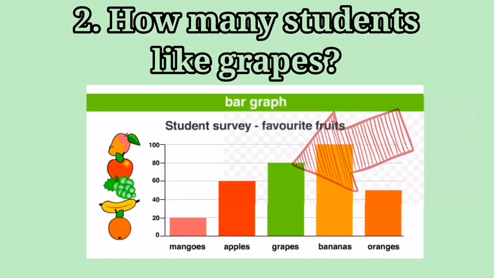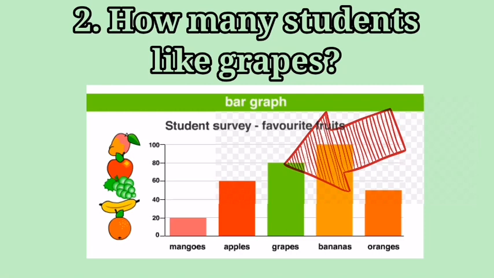How many students like grapes? To answer this, look at the bar. Then, look at the scale of numbers. Is it 0, 20, 40, 60, 80, or 100? As shown in this bar graph, we can say that 80 students like grapes.